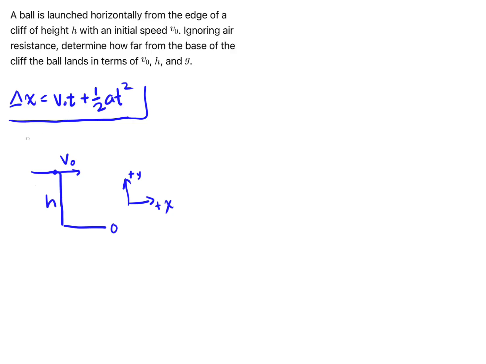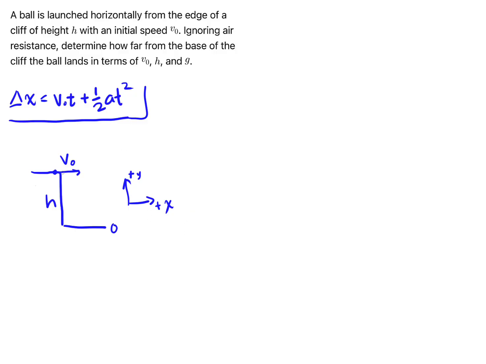So to solve this problem, let's start with one of our constant acceleration kinematic equations. This one says that the displacement is equal to the initial velocity times the time t plus a term due to acceleration, which is 1/2 at squared. So let's take this and apply it in both the x and y directions.